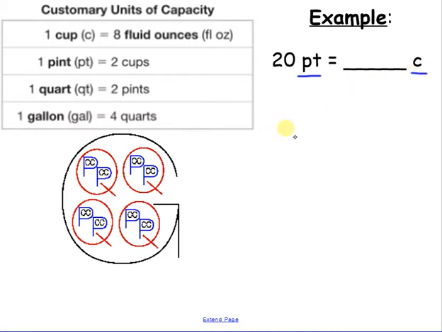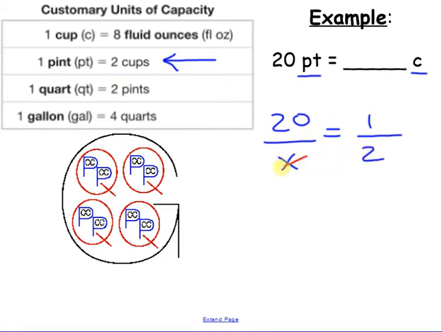So let's set up our first proportion. So 20 pints over X cups. Look for the line that talks about pints and cups. If you found this line right here, you are correct. So we have 1 pint, which is on the top, is 2 cups, and cups are on the bottom.